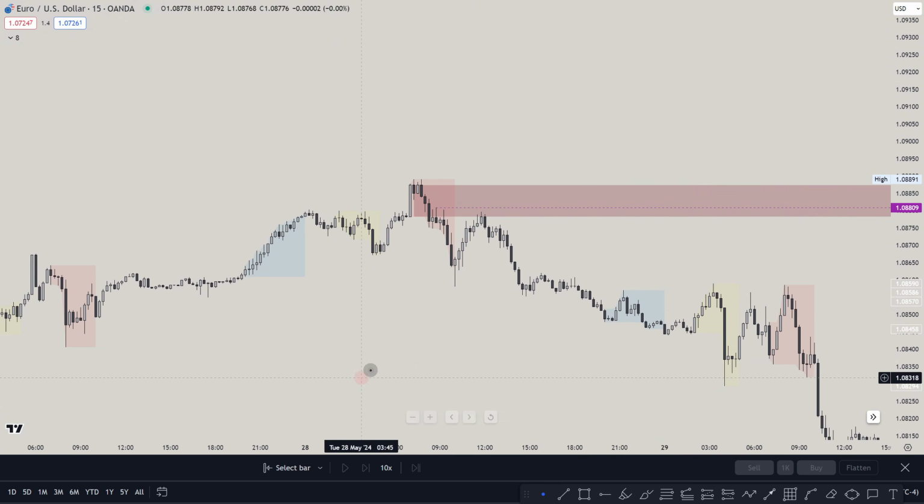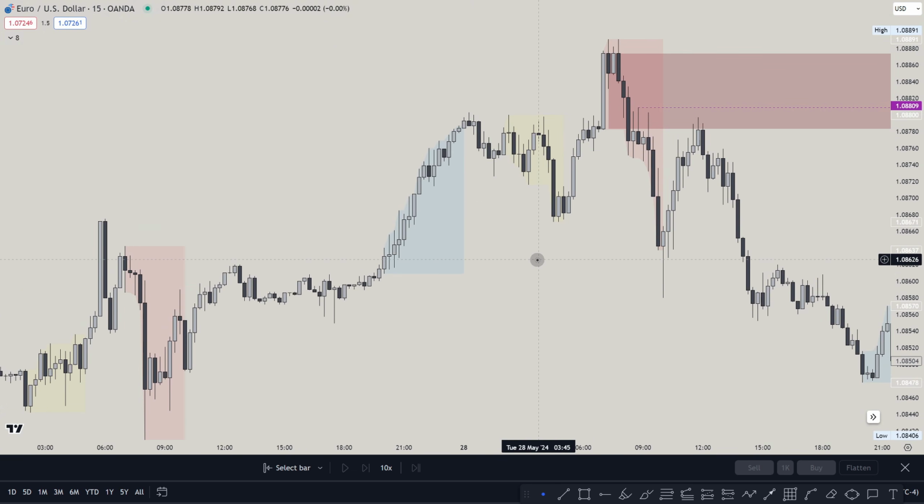Now going back to the left, what we can see is the pattern or the type that I said doesn't happen often. And what is that one? It's when we have London session inside of the Asian session. So what do you see here?